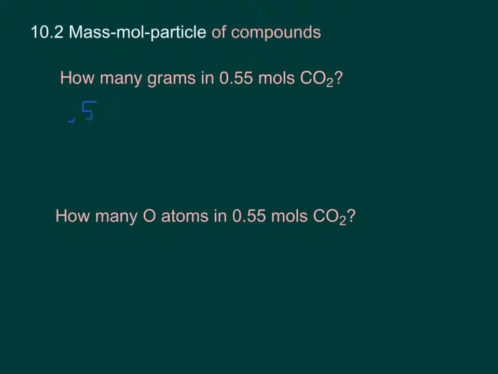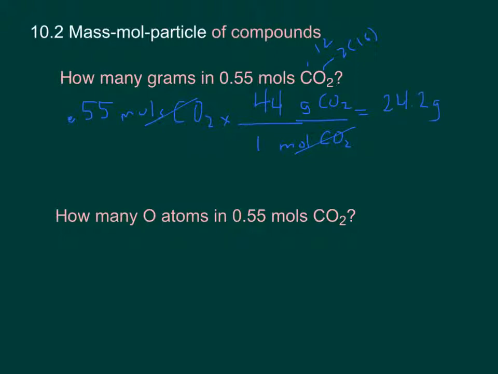First problem, how many grams in 0.55 moles of CO2? To go between grams and moles, we always need to use the molar mass. We know moles of CO2 must go on the bottom to cancel. We previously figured out that the molar mass of CO2, 1 carbon, which weighs 12 grams per mole, and 2 oxygens, which is 16, has a total of 44 grams per mole. When we calculate that out, 0.55 times 44, we get 24.2 grams of CO2 in 0.55 moles.